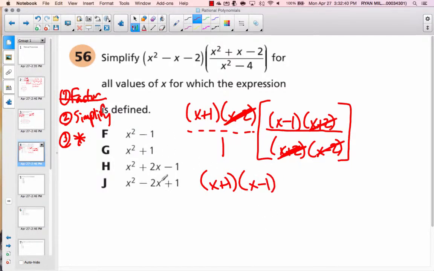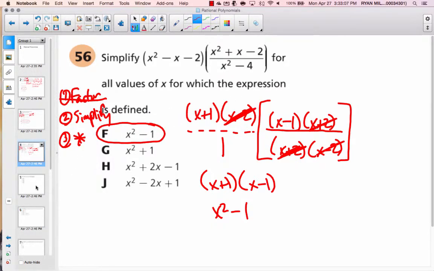Now, obviously, if I look at my answers, this doesn't match one of these perfectly. So I'm going to double distribute here. But I also notice that this is difference of squares. I've got the same terms, except this is positive and this is negative. So in this case, I only have to multiply the first and the last. I don't have to multiply my two middle terms. So I can do x times x and get x squared. I can do 1 times 1 and get negative 1. So my answer is x squared minus 1.